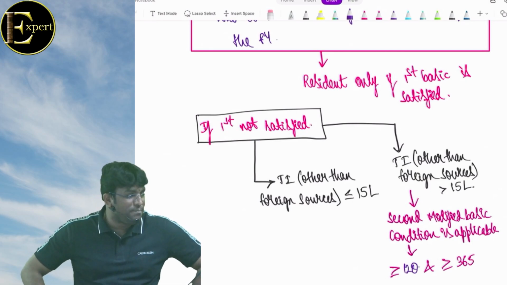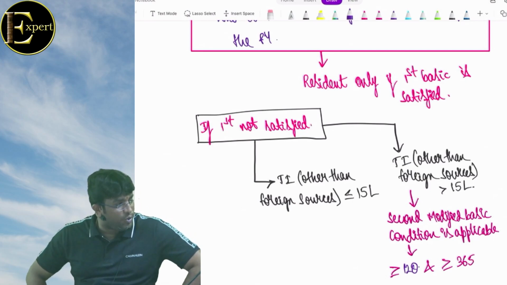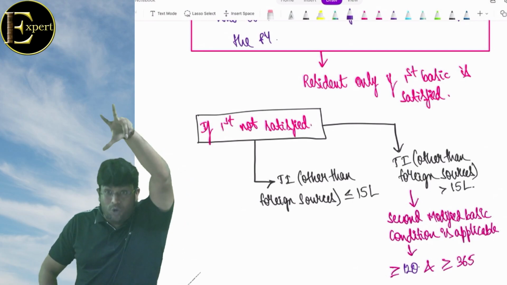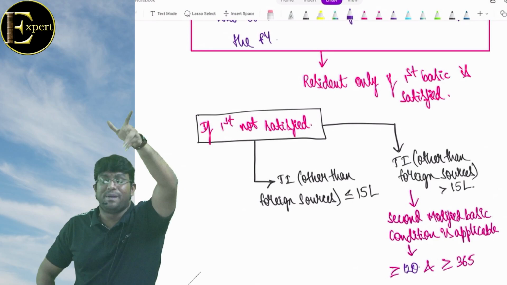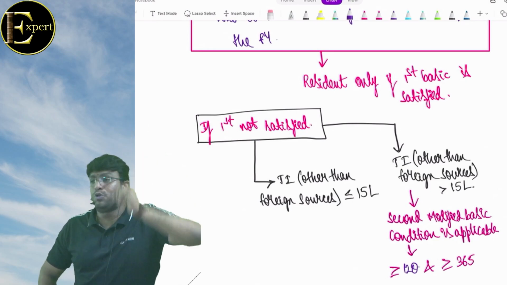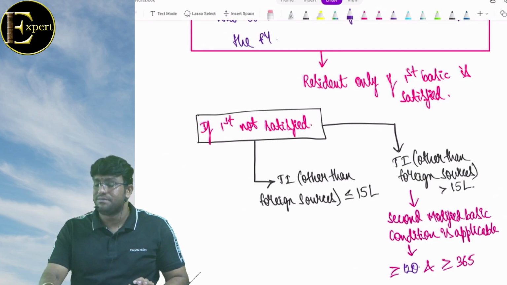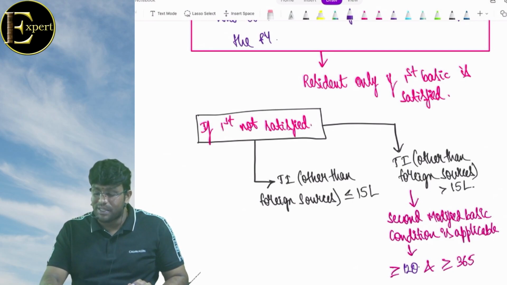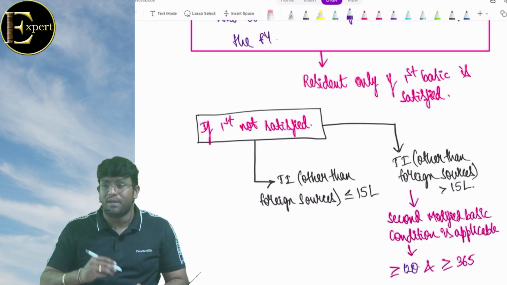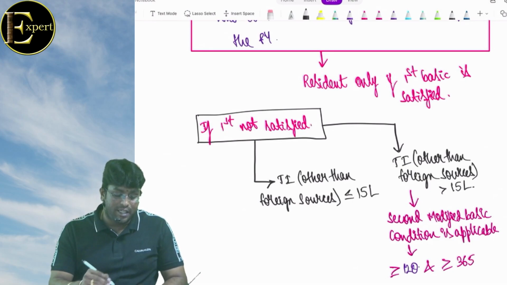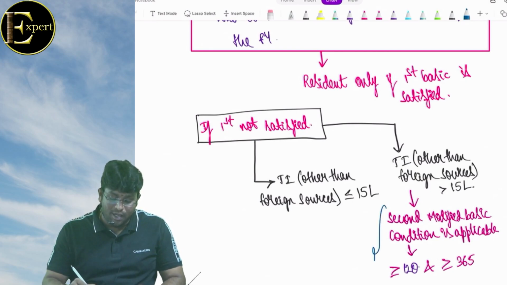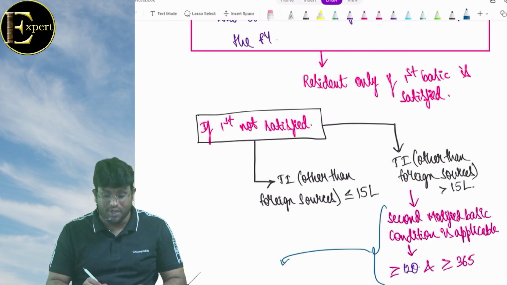And in simple terms, this 120-day story will apply only to those who do not satisfy the basic condition, and that too to those whose total income other than foreign source is more than 15 lakhs. Understood, everybody, sir? And this gentleman, I repeat again, this gentleman who is satisfying the second modified basic condition.